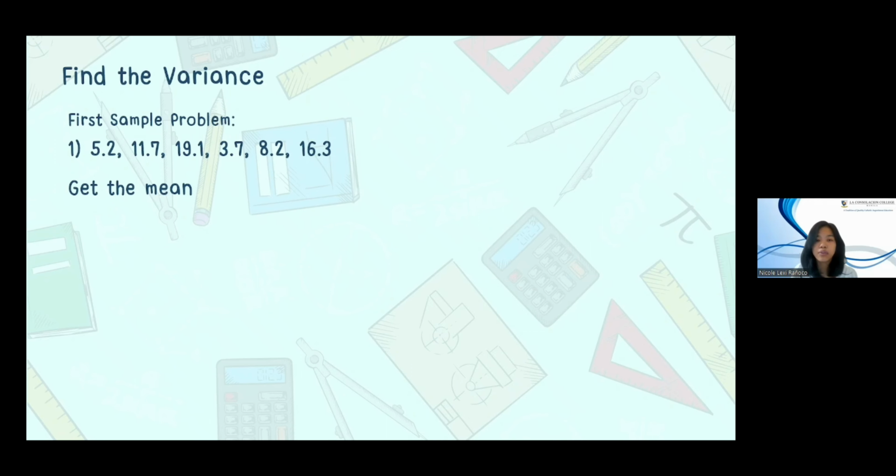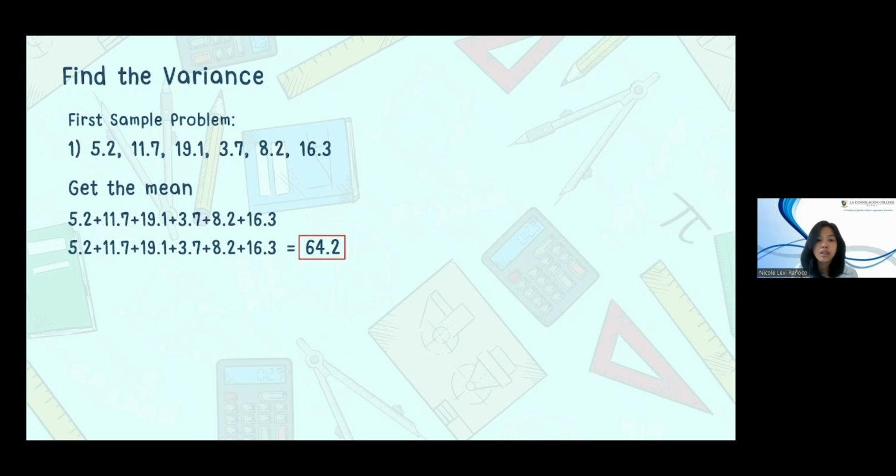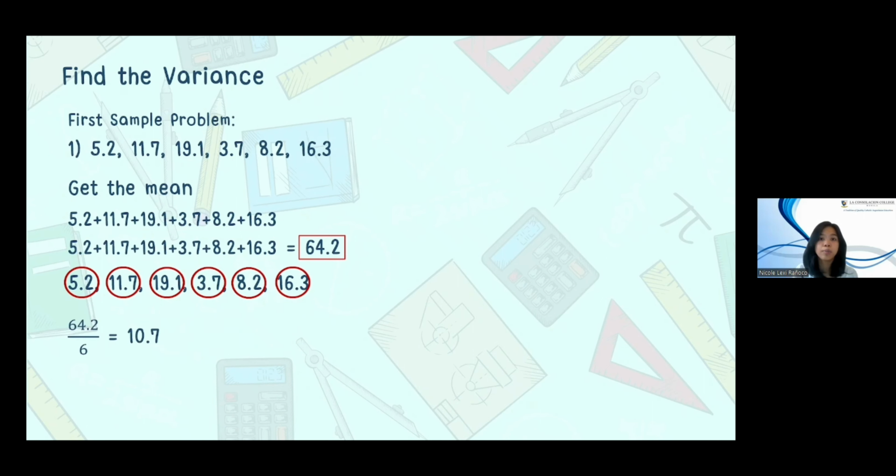First, determine the mean of the given dataset by finding the sum of all values and dividing it by the quantity of values in the dataset. Therefore, if you add them all together, you will get 64. Since there are 6 values in the dataset, we can count 1, 2, 3, 4, 5, 6. We will divide 64 by 6, which would result in 10.7. So the mean would be 10.7.